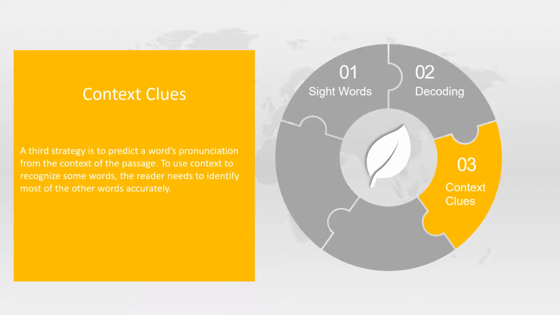Context clues is the third strategy. Basically, it's a way to predict a word's pronunciation from the context of the passage and also to figure out the meaning of the word based on the context of the passage. To use context to recognize some words, the reader needs to identify most of the other words around it accurately.